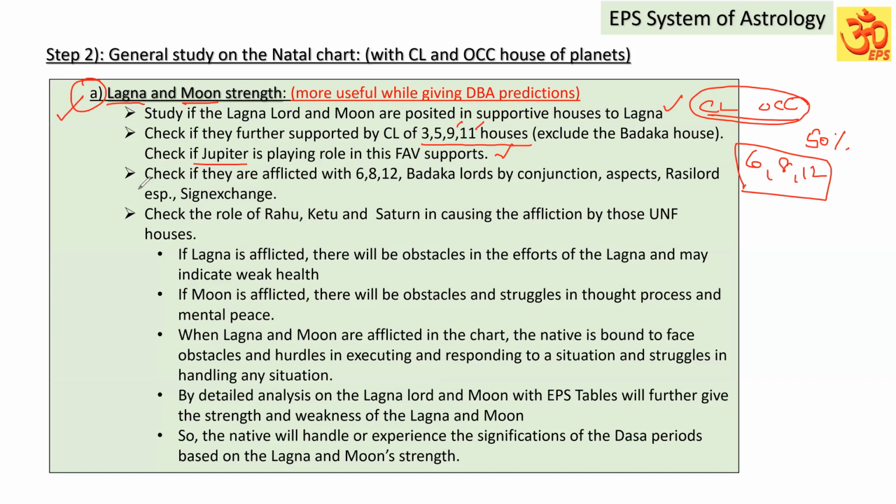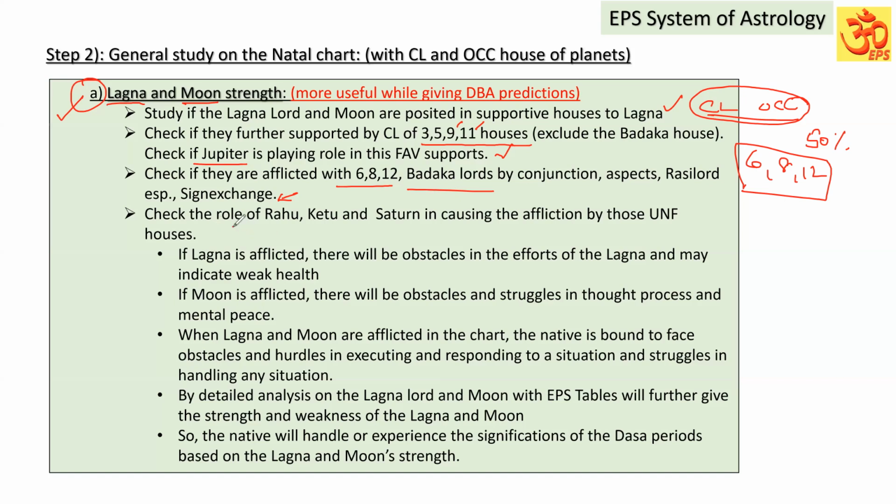Now we are coming to the unfavorable side. Suppose the Lagna or the Moon are afflicted by planets of the 6, 8, 12 houses, the 6th Lord, 8th Lord or 12th Lord, and the Badhaka Lord, by conjunction, aspects and Rasi Lord, especially sign exchange. If the Lagna and Moon are afflicted by these planets signifying these houses, we have to check that.